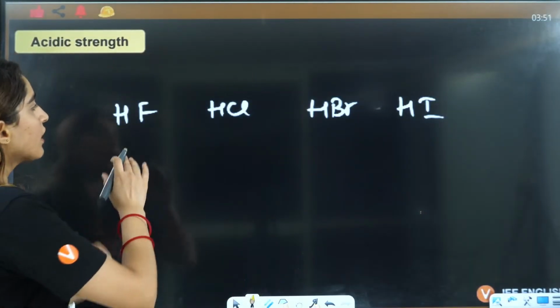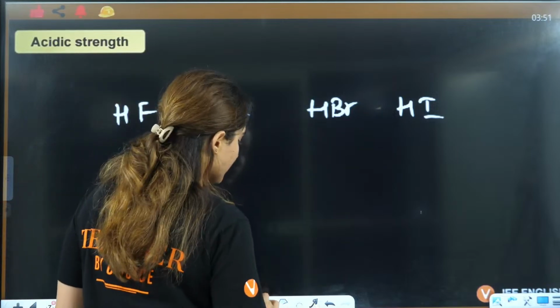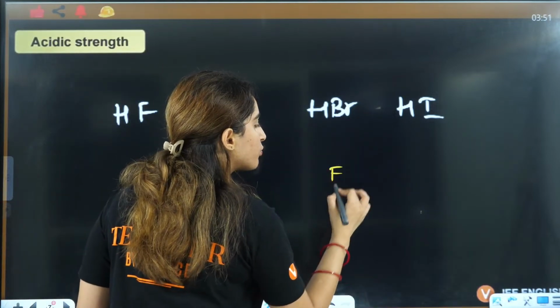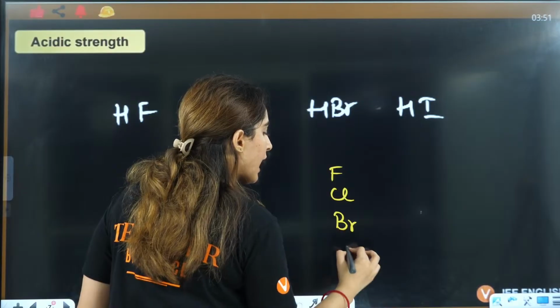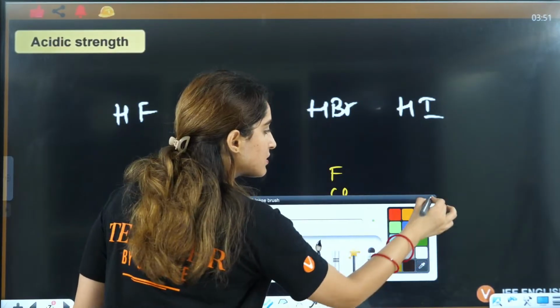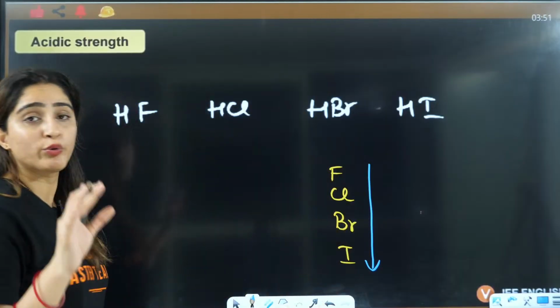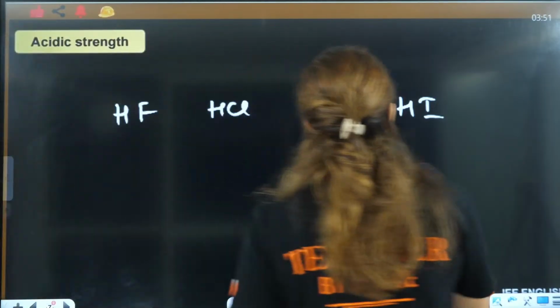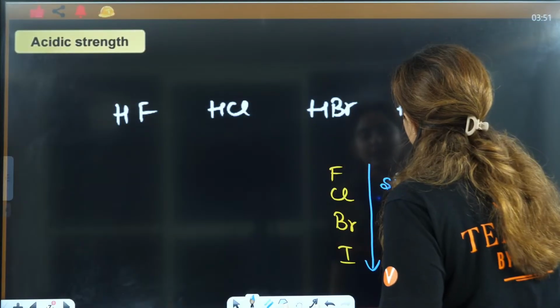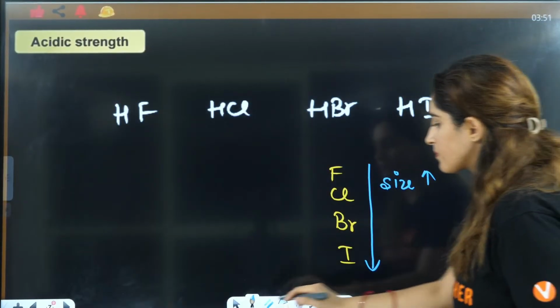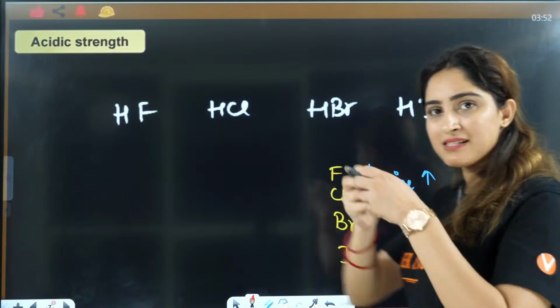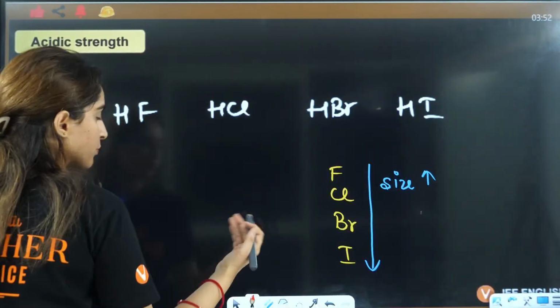Let's see how. Now if you see, this is fluorine, chlorine, bromine, iodine. This is down the group. Fluorine, chlorine, bromine and iodine, right? Down the group, I told you, you need to consider the size, right? So the size increases down the group.